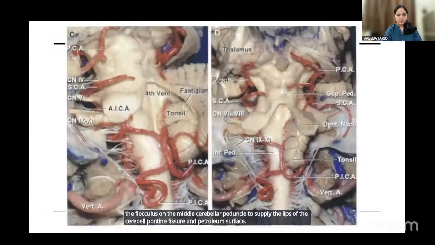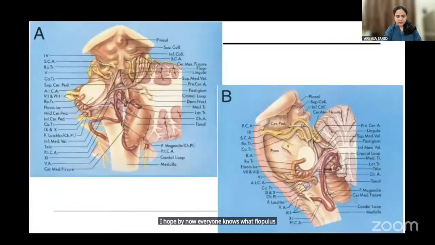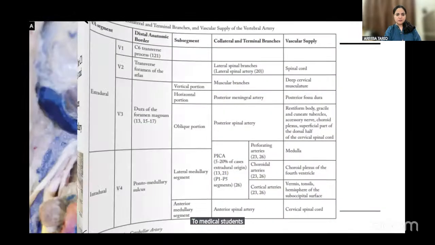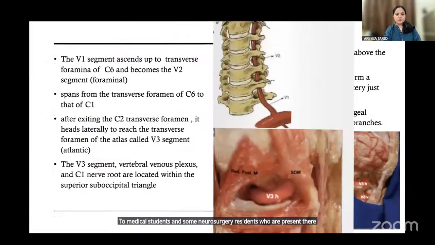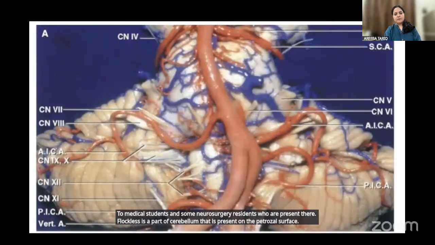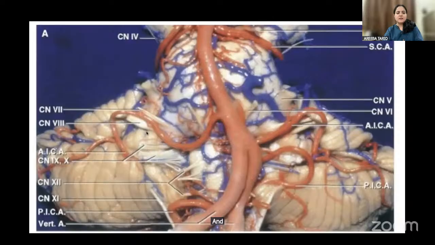I hope by now everyone knows what the flocculus is, but just to revise for medical students and some neurosurgery residents who are present there, the flocculus is a part of the cerebellum that is present on the petrosal surface, and this is the flocculus, as you can see.